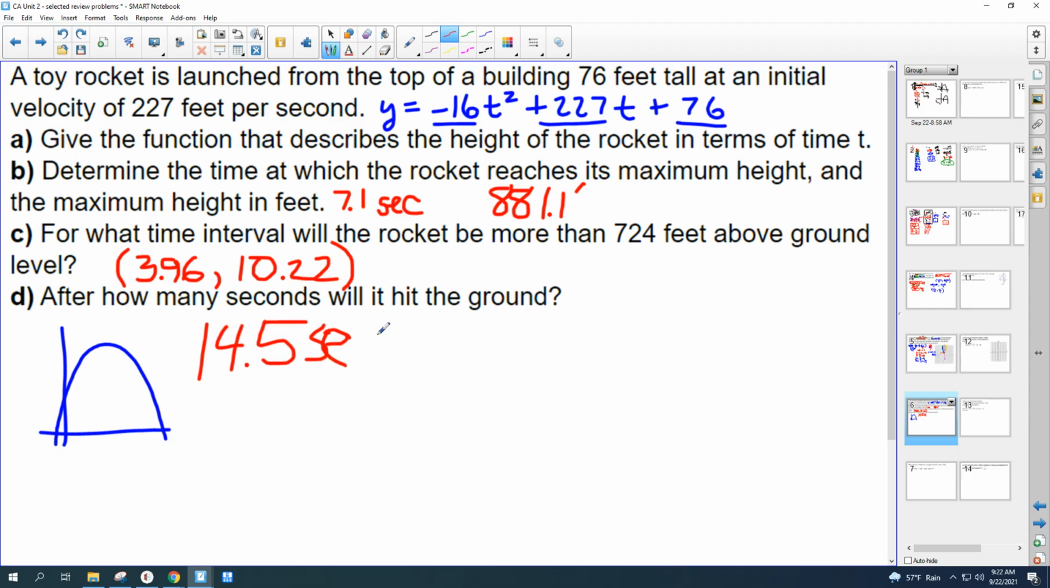Now, if you weren't allowed to use Desmos, you could still do this without Desmos, because when we're talking about the maximum height, you're talking about the vertex. So basically, negative b over 2a and a calculator will get you there. For these other two, you're going to have to use the quadratic formula. So let's take a look at that real quick.